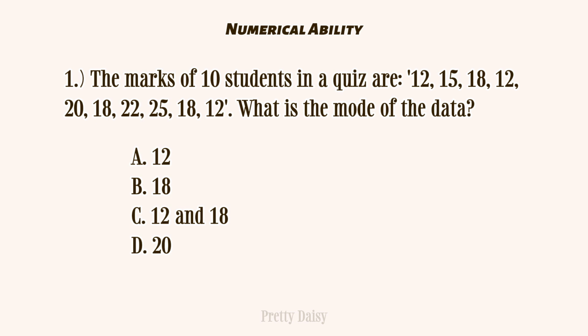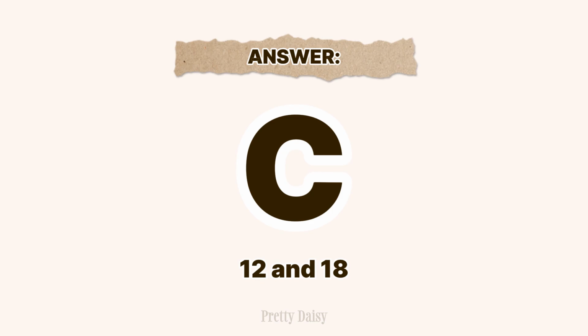One. The marks of 10 students in a quiz are 12, 15, 18, 12, 20, 18, 22, 25, 18, 12. What is the mode of the data? A. 12. B. 18. C. 12 and 18. D. 20. Answer. C. 12 and 18.